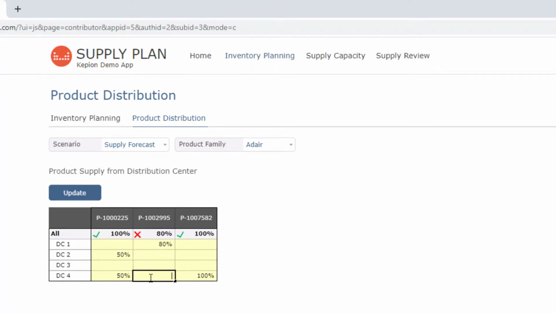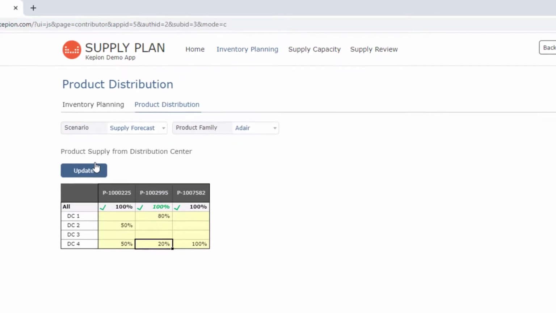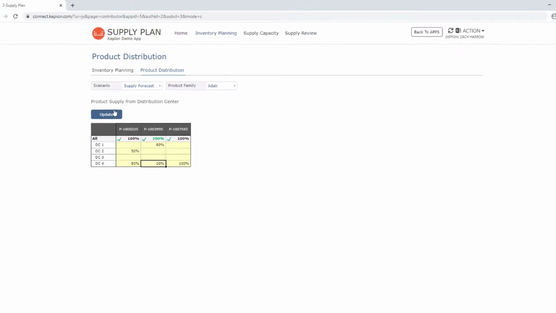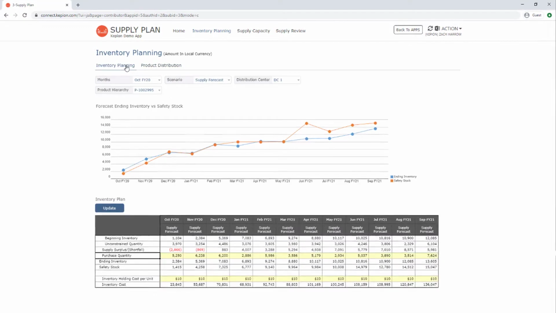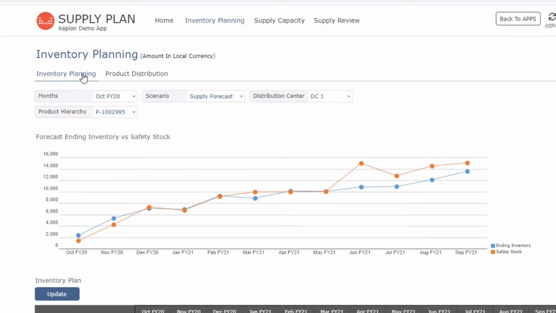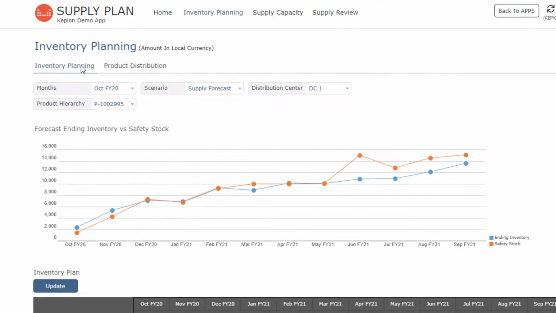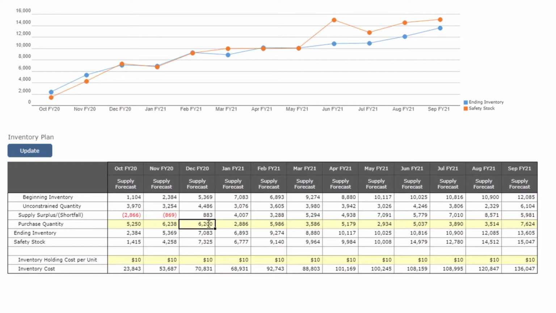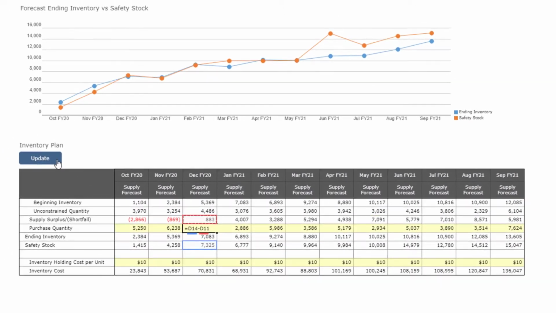As the first step, the S&OP management team decides how to allocate the demand units amongst the distribution centers. The inventory plan allows each distribution center to conduct its own inventory forecasts based on demand plan, purchase plan, and safety stock. Supply planners can use Kepion to keep supply in proper balance and minimize costs by managing inventory levels.